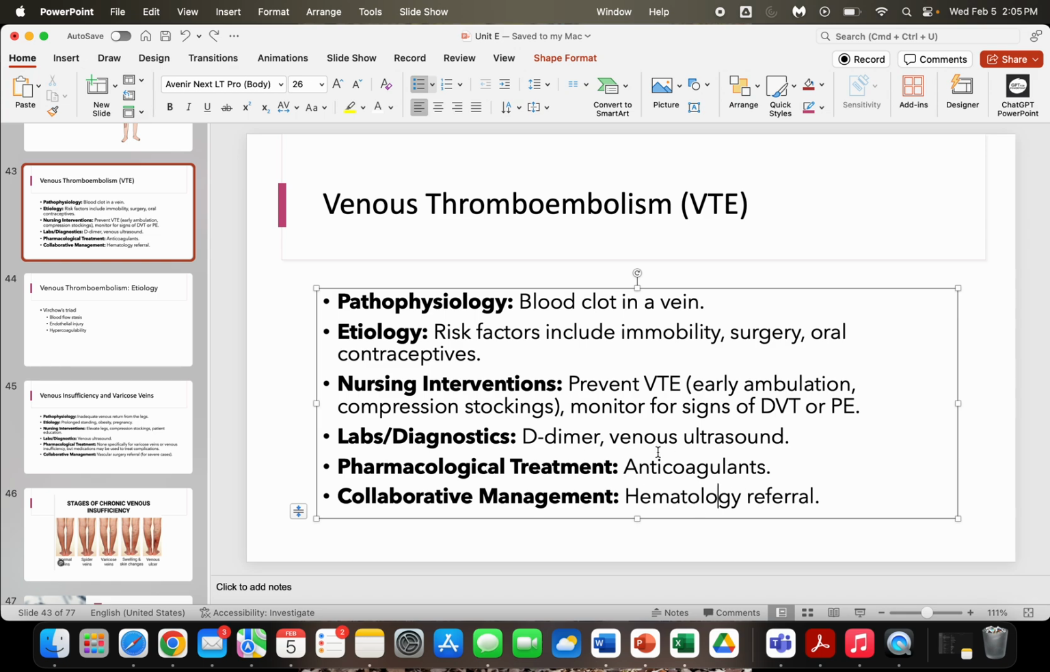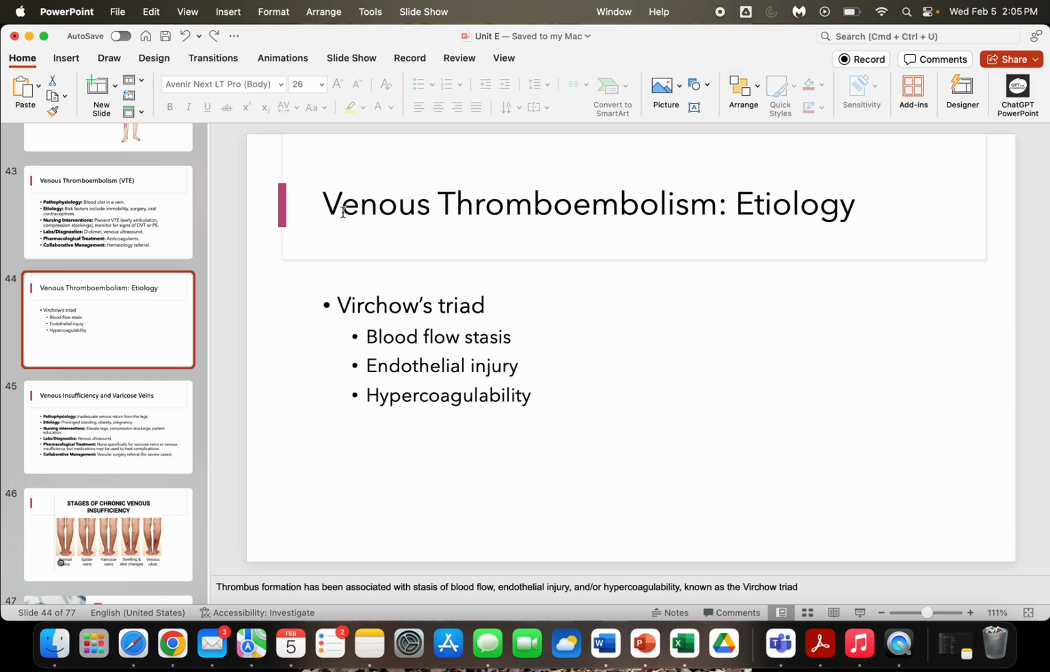Okay. These people are going to need anticoagulants or blood thinners to help reduce that clot, right? So they may need heparin or Lovenox or something to help that clot disappear, okay? So what I do want you guys to take away from this is really important. Virchow's triad. Virchow's triad is a classic sign or a classic etiology for venous thromboembolism.